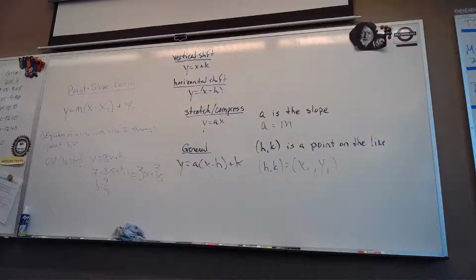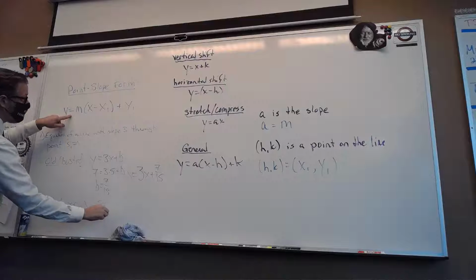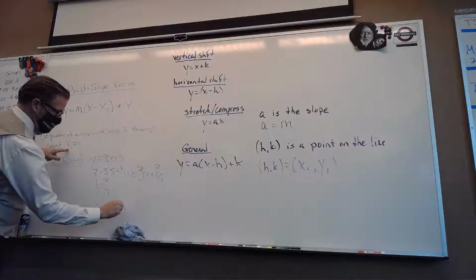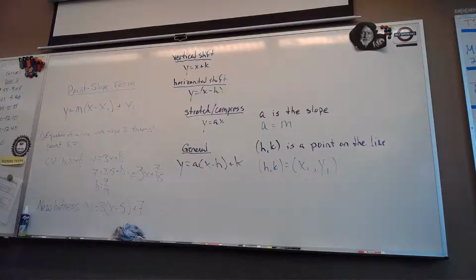And then if you're an obsessive calculator person, you get out your calculator and you type in 7 divided by 15, and then you round it off and you write down the wrong answer instead of the right answer. Well, guess what the new hotness is? Oh, y equals 3, the slope, times (x minus 5) plus 7. Done.